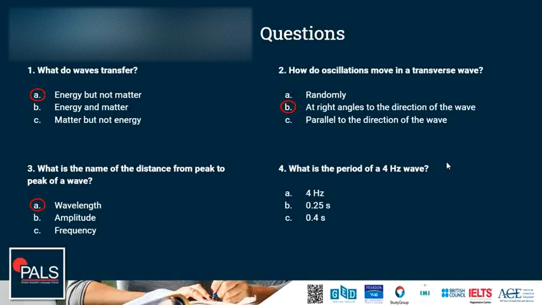What is the period of a 4 Hz wave? The correct answer here is B, 0.25 seconds. Since the period is the inverse value of the frequency, the inverse or the reciprocal value of 4 is 1 over 4, and 1 over 4 as a decimal is 0.25. If we have 4 waves per second, that means one wave will take 0.25 seconds.